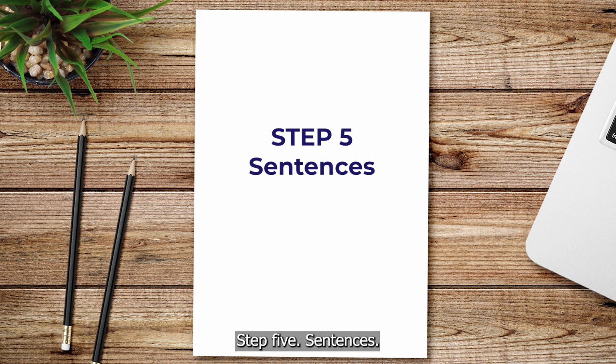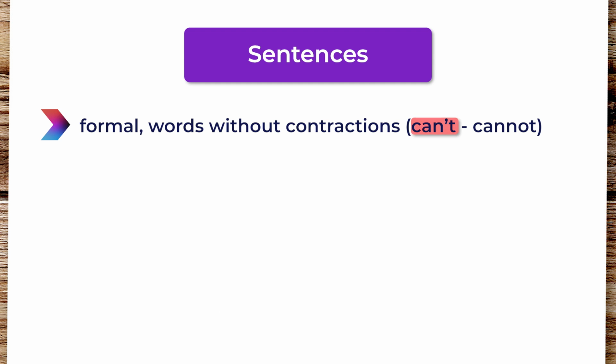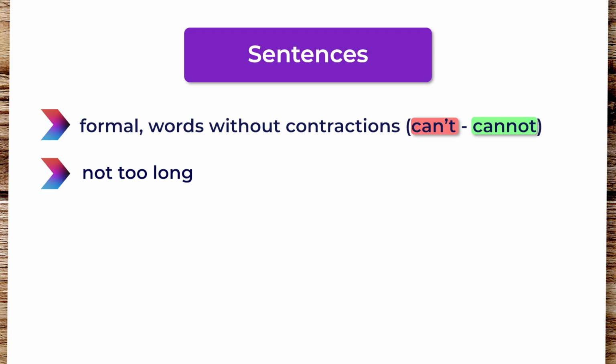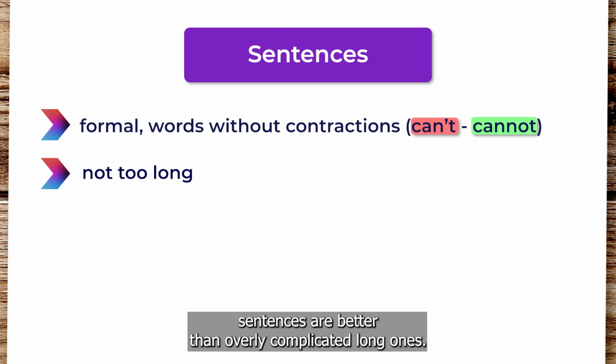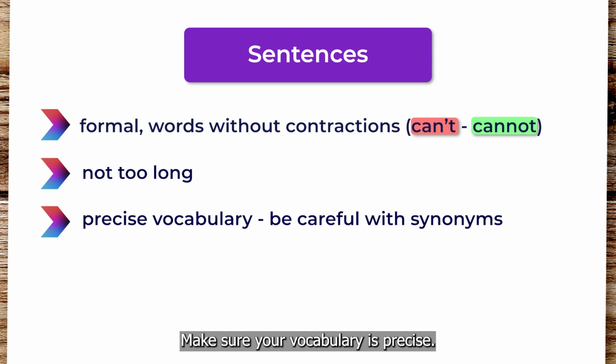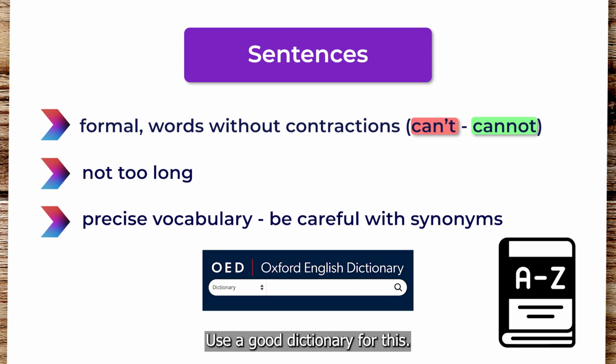Step 5. Sentences. Your sentences should be formal, written without contractions. Use full forms instead. The sentences should not be too long, as this can confuse the reader. Sometimes shorter, to-the-point sentences are better than overly complicated long ones. Make sure your vocabulary is precise. Be careful with synonyms. Check their meaning and use, as sometimes they are not quite the same as the original word. Use a good dictionary for this.